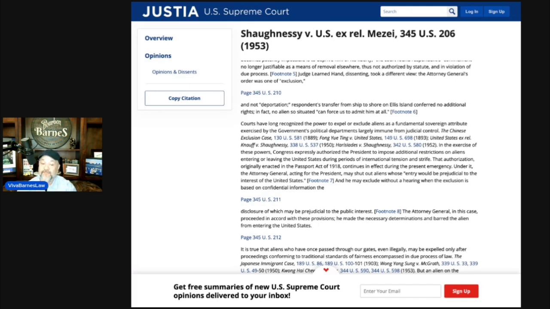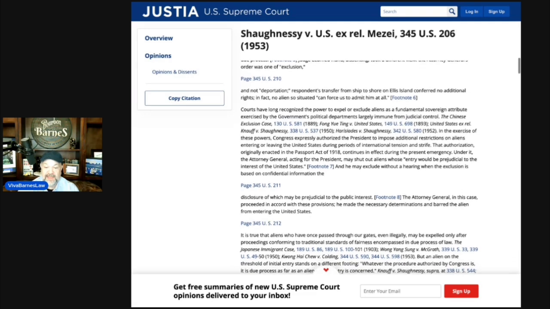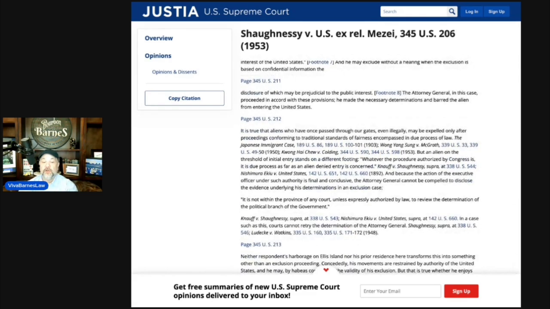The Attorney General acting for the president may shut out aliens whose entry would be simply prejudicial to the interest of the United States. And he may exclude him without even an administrative hearing, even when the exclusion is based on information that is not given to him or anybody. And there is no role for the courts in this context. What they have noted is that it is true that aliens who have once passed through our gates, even illegally, may be expelled only after proceedings conforming to traditional standards of fairness and encompassed in due process. And we'll get to what that means in the illegal immigration context.